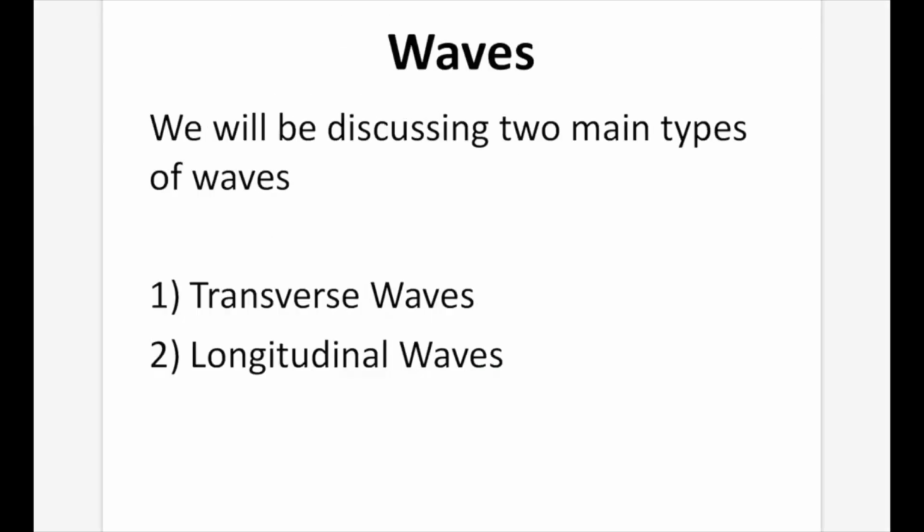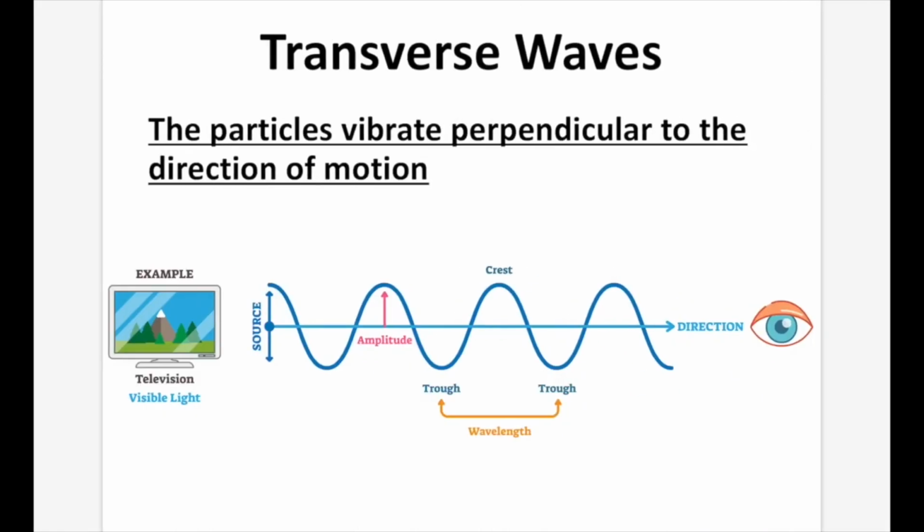Now we're going to be discussing two main types of waves, transverse waves and longitudinal waves. Transverse waves have a very distinct pattern. It's this oscillation of up, down, all the way across. In this case, the particles vibrate perpendicular to the direction of motion. So we're going to be vibrating up and down, and yet the direction of motion in this case is to the right. So the vibration is perpendicular to the direction of motion. That's how we're going to know that it's a transverse wave.